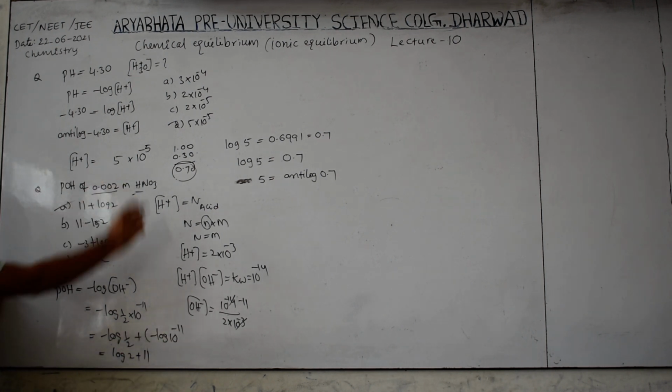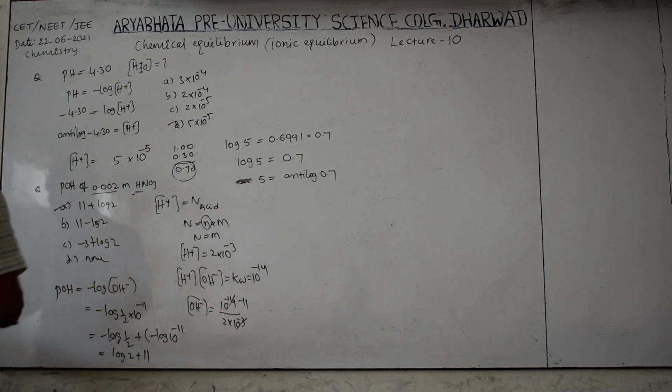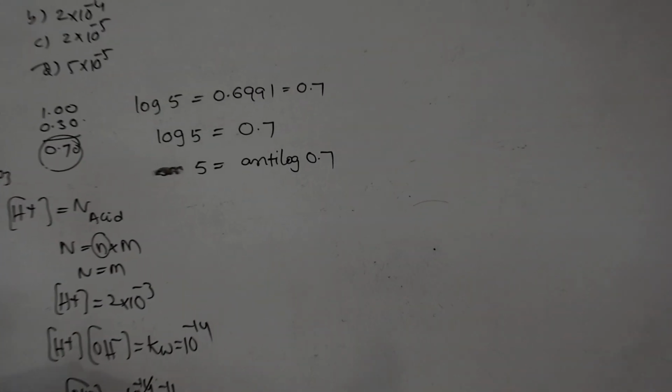So which form is there? This is A. Therefore, like this you have to answer. This is a very important type of question. You have to solve this.